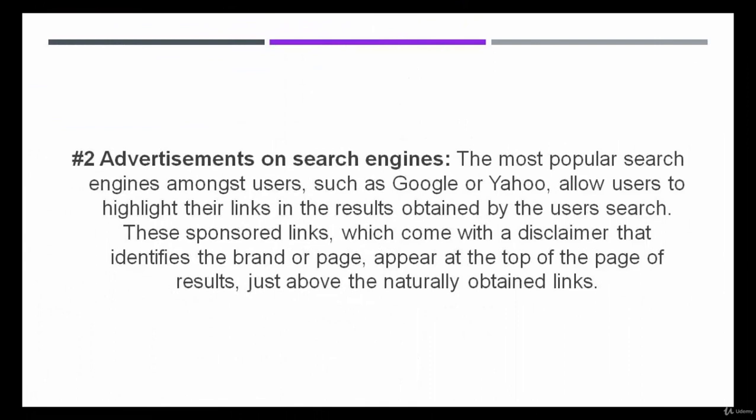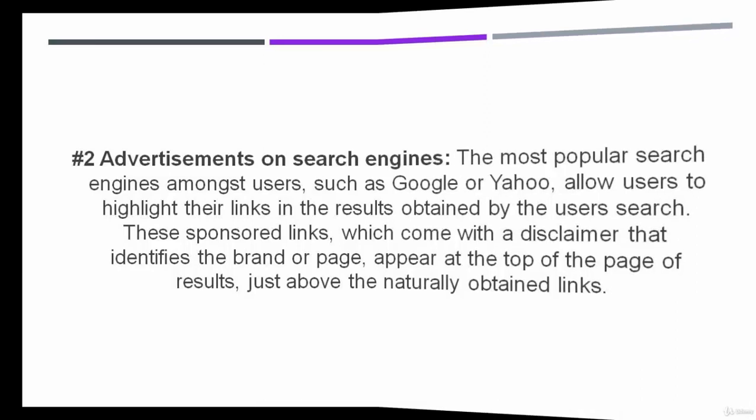Second, advertisements on search engines. The most popular search engines among users, such as Google or Yahoo, allow advertisers to highlight their links in the results obtained by the user's search. These sponsored links, which come with a disclaimer that identifies the brand or page, appear at the top of the page of results, just above the naturally obtained links.